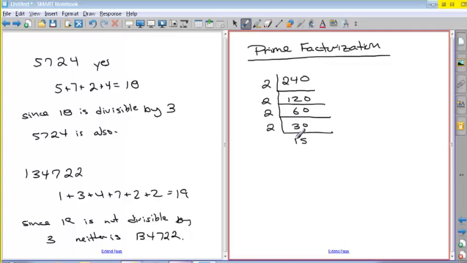So I can do that 4 times. This divided by 2 is that, this divided by 2 is that, this divided by 2 is that, this divided by 2 is that. I've done it 4 times. This is now not even. So then I go to the next larger prime number, which is 3, and 15 is divisible by 3, and you end up with 5. And so now we just got all prime numbers.